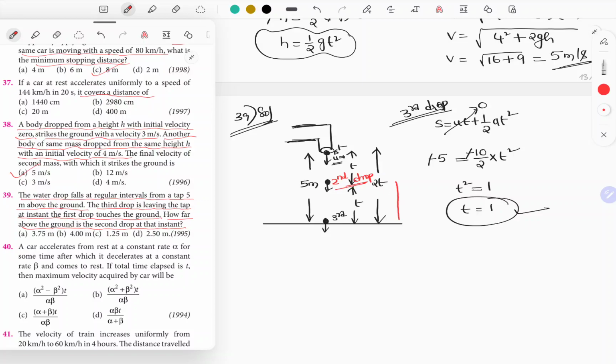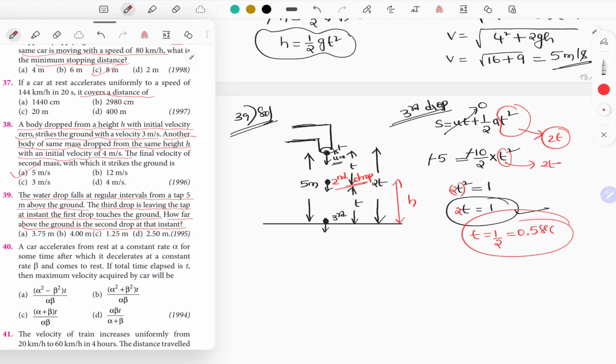So let's say this second drop is at some height h. That's what we have to find out. Whatever the t value I have imagined here while substituting, it is actually 2t. So that's what I've directly substituted, right? Check this out, guys. This value is 2t, which means 2t is equal to 1, then t is equal to 1 by 2 second, which is equal to 0.5 second.